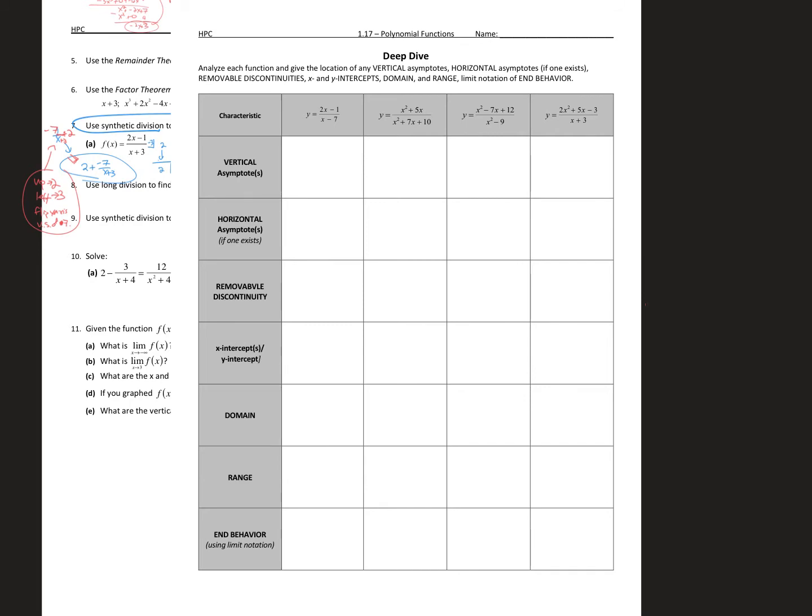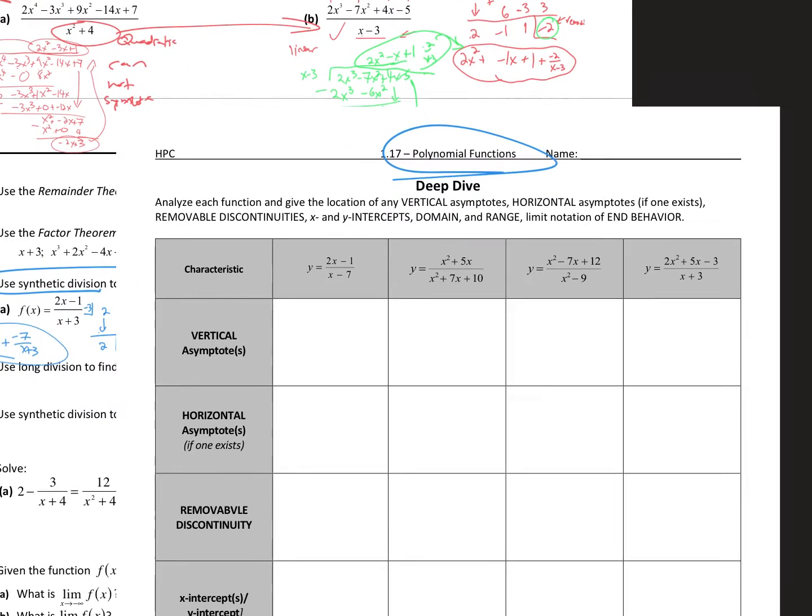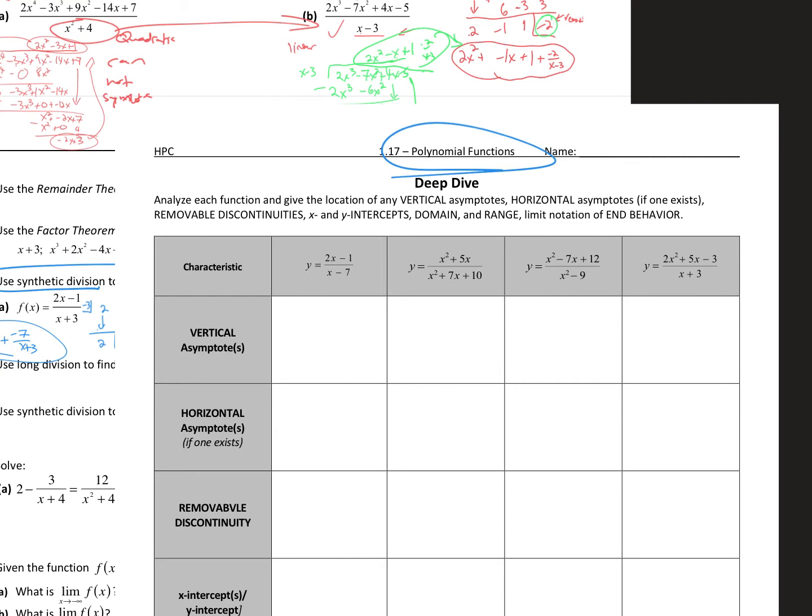This is known as a deep dive. Basically, what we are doing here is we are reviewing polynomial functions. We're doing everything from vertical asymptotes to horizontal asymptotes, removable discontinuities, x and y intercepts, domain, range, and end behavior. This is a review of lots of what we've done before in this class, but we're putting it all together under one roof here. So what this looks like, let's go through each one of these.